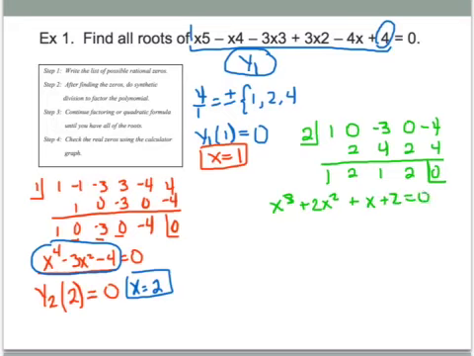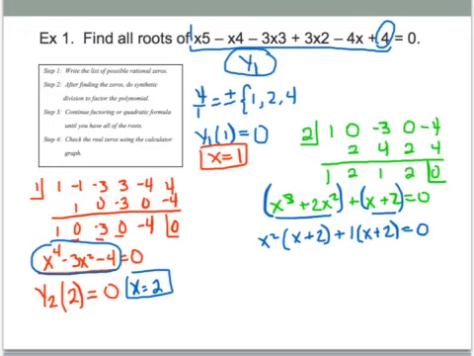Well, the coefficients 1, 2, 1, 2, I think I could probably do factor by grouping here. So I'm going to put parentheses around the first 2 and the last 2 terms. From this quantity I can pull out an x squared, and I'm left with x plus 2. From the next quantity there's nothing I can pull out except for a 1, so I'm still left with x plus 2. Now I see that I can pull out an x plus 2, and I end up with x squared plus 1 equals 0. Now set each of these factors equal to 0 and solve.